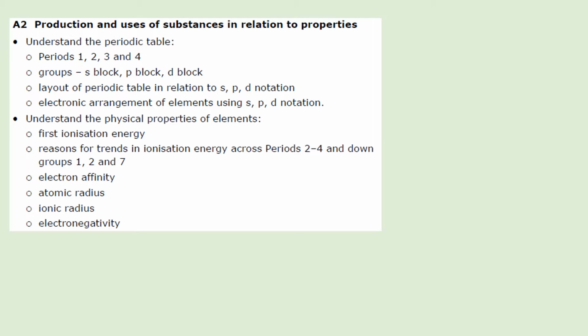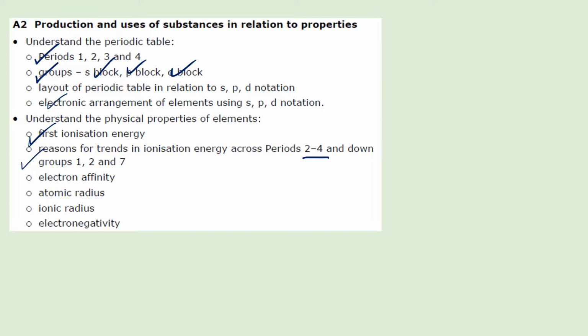If you followed lessons 1 and 2 so far, we've looked at the periodic table. We looked at periods 1, 2, 3, and 4. We've looked at groups, S block, P block, D block, and we've been able to use the SPD notation, and also looked at the electron arrangements using the SPD notation. The last lesson looked at the first ionization energy and the trends in first ionization energy across periods 2 to 4 and groups 1, 2, and 7. So that was lesson 2.